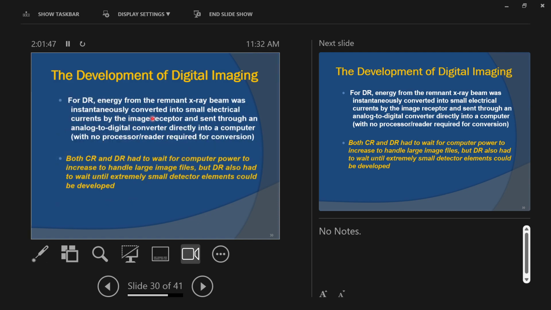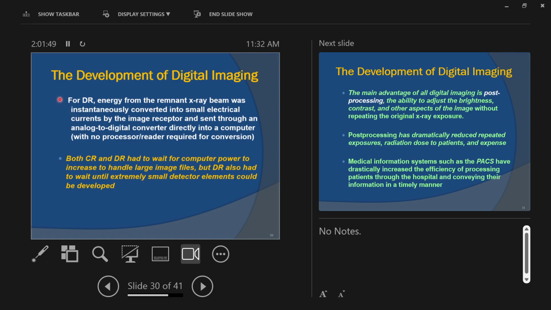So let me just read sort of the philosophy behind how this works. So for DR, direct capture, the energy from the remnant X-ray beam. Now's maybe a good time to get some terminology down. So let me draw a quick picture.